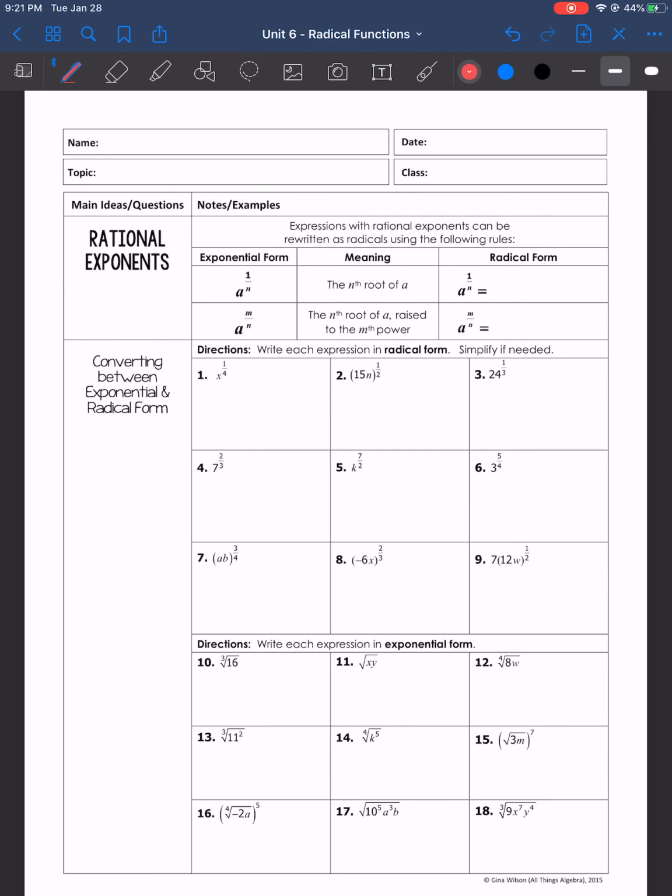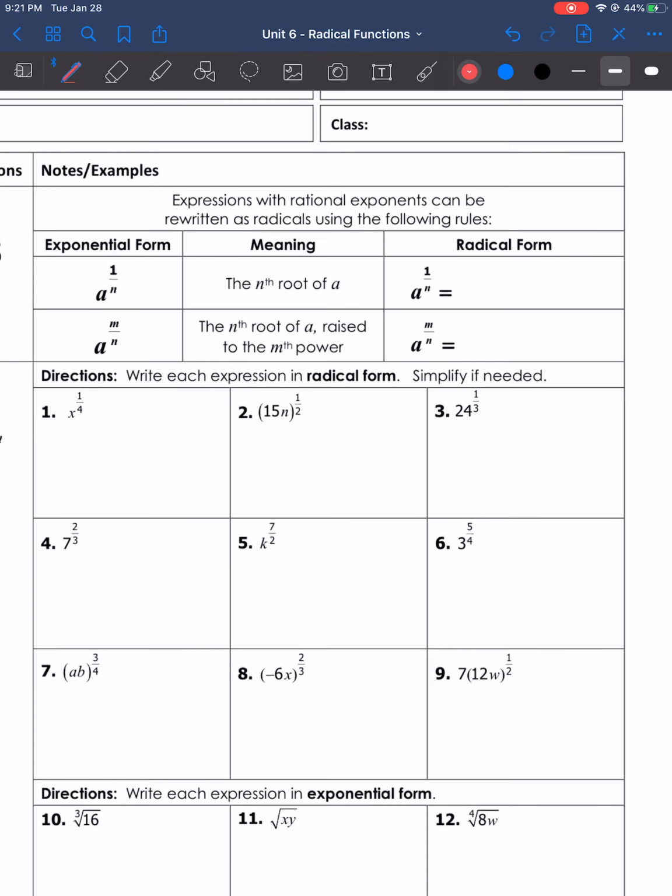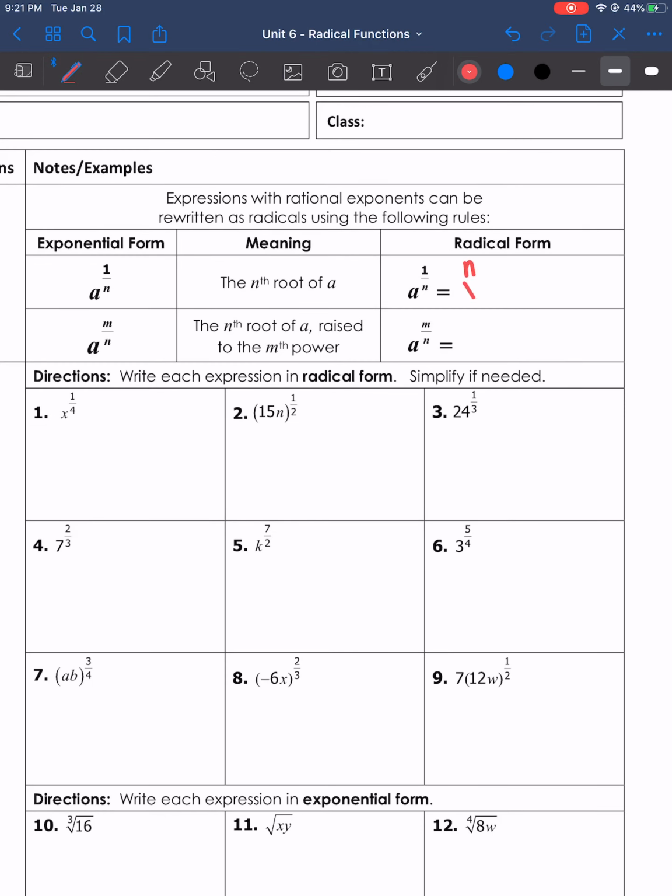I'll rewrite that because something popped up. So I'll zoom in. The nth root of a. And then for a to the m divided by n, we say that's the nth root of a raised to the mth power. So the nth root of a raised to the m.